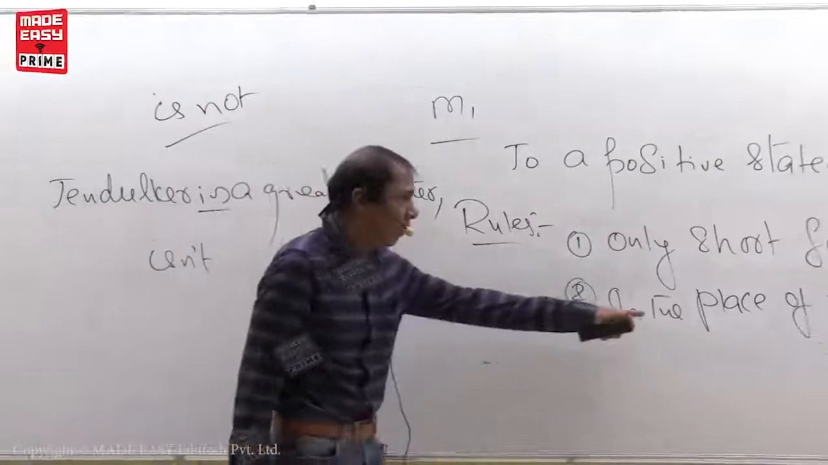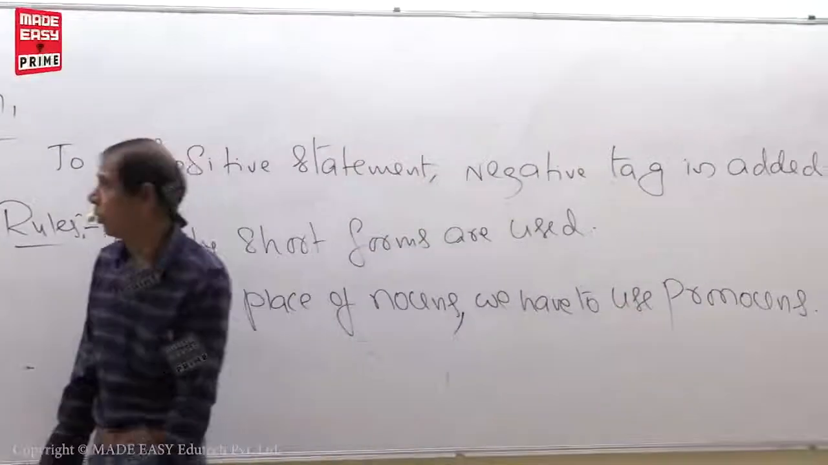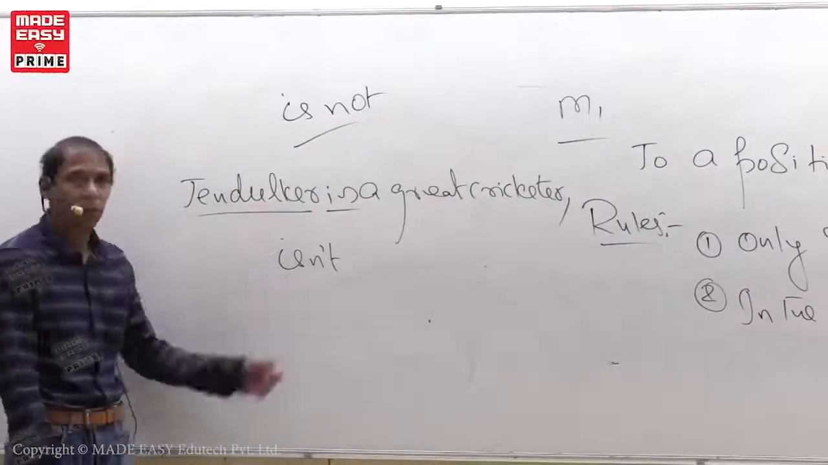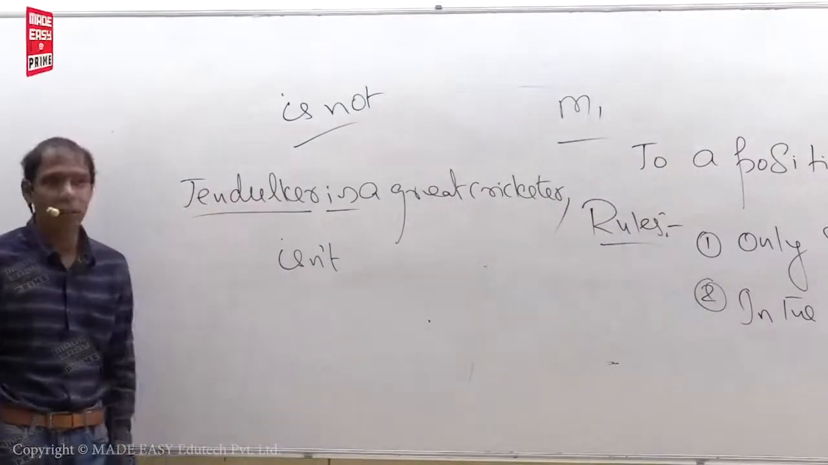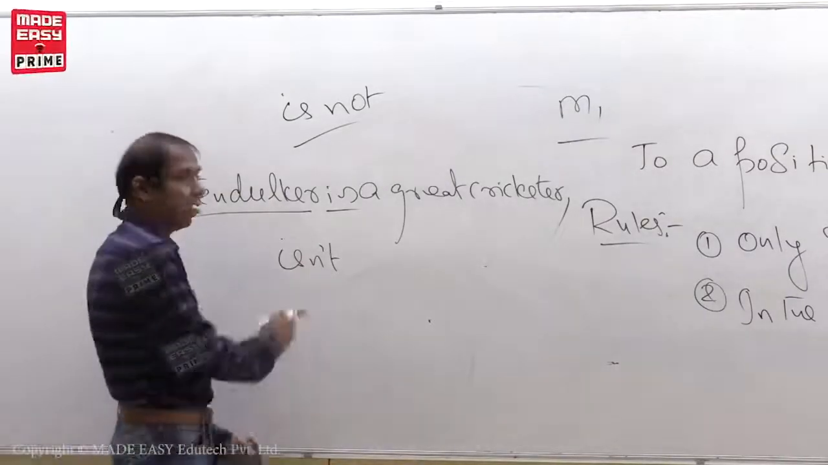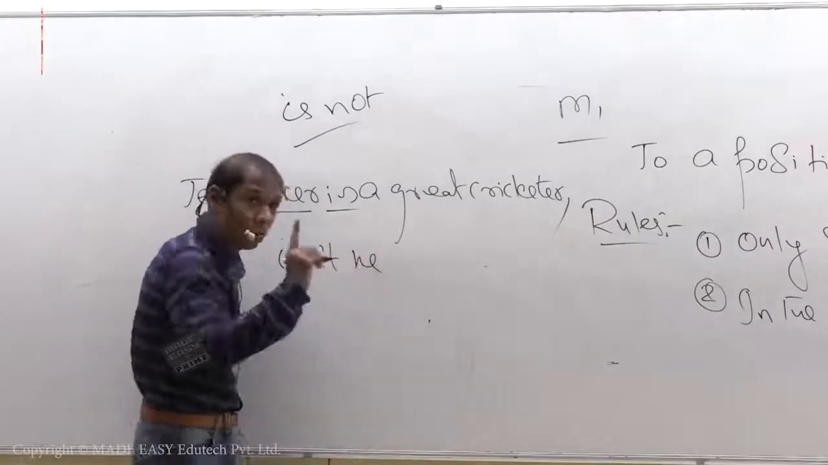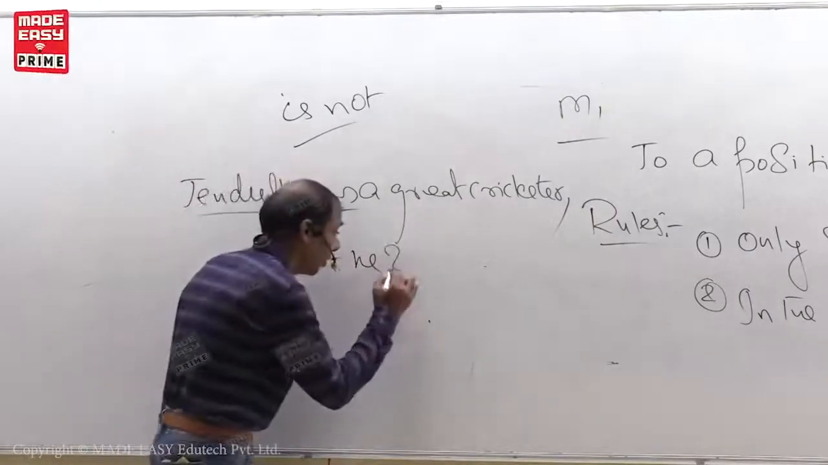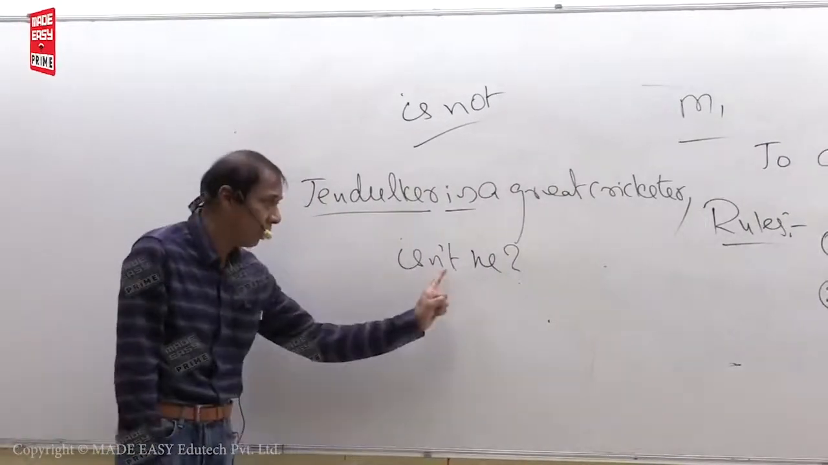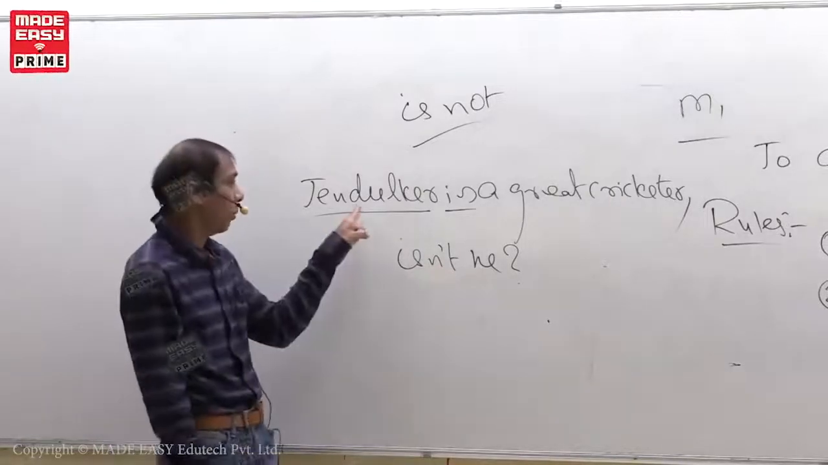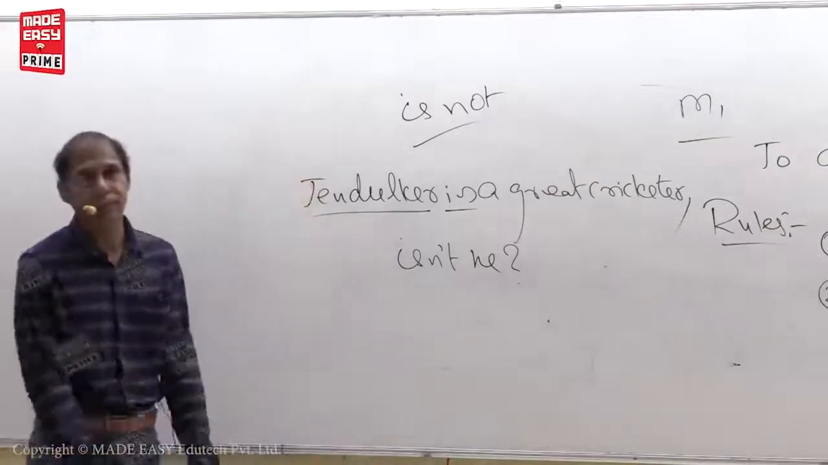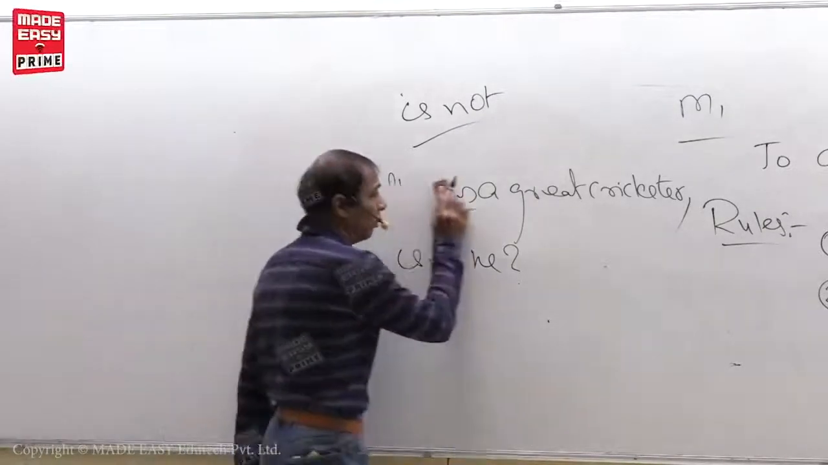Rule number 2, in the place of nouns, we have to use pronouns. If it is a male, he. If it is a female, she. If there is no gender at all, write it. That's all. Tendulkar, male. So, isn't he? A question tag must end with a question mark. Don't say is not he, say isn't he, because you have to use only short forms. That's it.